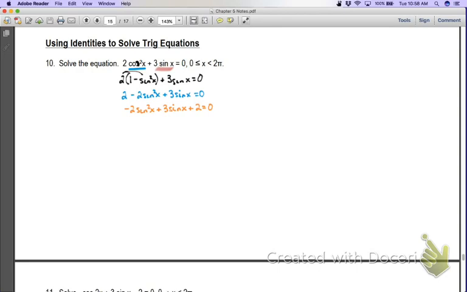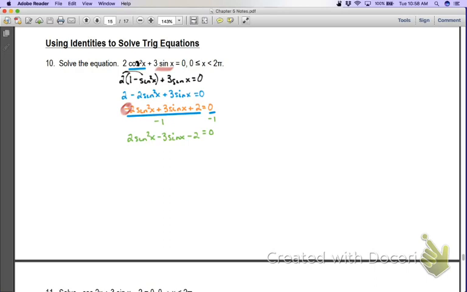Now from here, to make this easier, I would suggest dividing everything. I want to get rid of this negative, so I'm going to divide both sides by negative 1, and the 0 is not going to be affected. Again, it's still going to be equal to 0, so nothing's going to change there. I'm just going to have 2 sine squared x minus 3 sine of x minus 2.